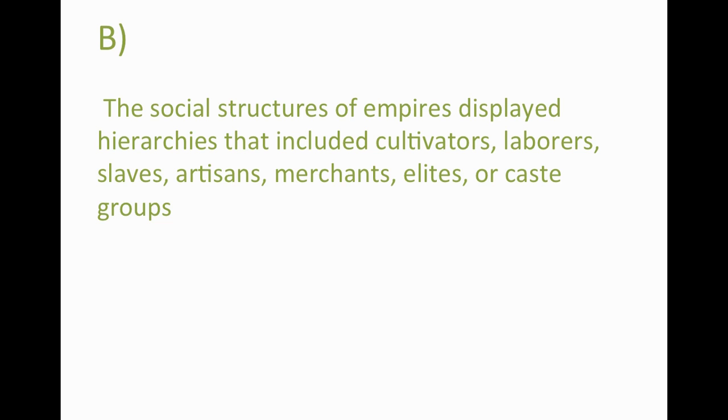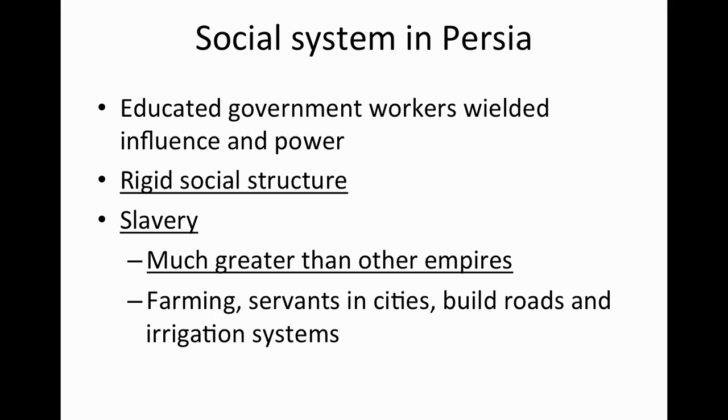All right, substrand B states the social structure of empires displayed hierarchies that included cultivators, laborers, slaves, artisans, merchants, elites, or caste groups. So basically, you should be able to summarize the social caste or social class systems of a lot of these civilizations or empires. So what about Persia? Atop, you're going to have your ruling family, your landowners, your educated government workers. On the bottom, you're going to have slaves, and in the middle, you're going to have your farmers, your laborers, and your servants. Very similar to pretty much every other social class system.